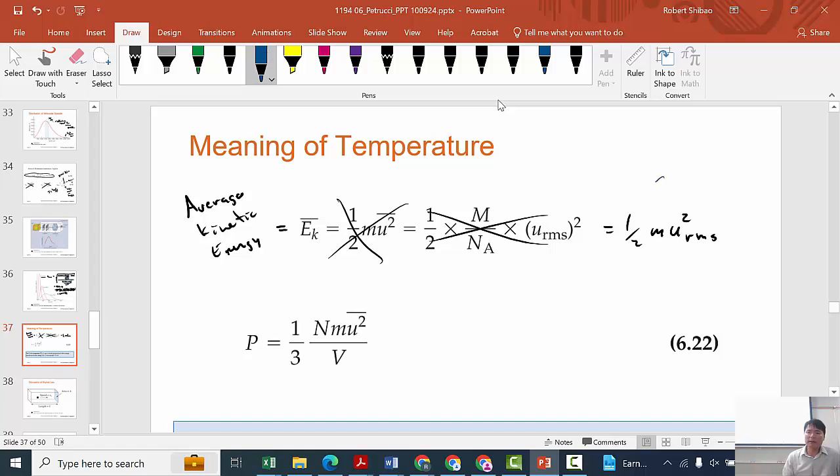Where m is the mass of a single molecule, or it's not always molecules, sometimes it's atoms, sometimes it's ions. So I'm just going to say it's the mass of a single particle in kilograms. u RMS is the effective speed.